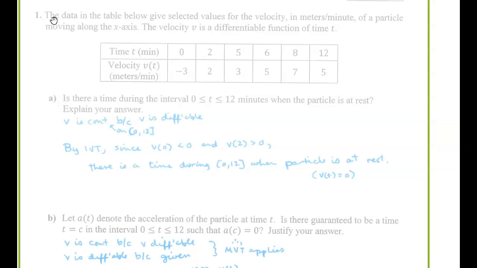We are told in the statement above that the velocity is a differentiable function, and you need to recall that differentiability implies continuity. So if a function is differentiable, then it is automatically continuous. Again, differentiability implies continuity. Continuity does not imply differentiability.